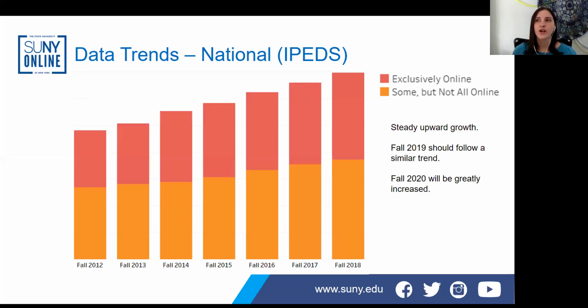So one of the questions that I had in mind when I was putting together this presentation was trying to understand, where do we go from here, right? So we'll see this big jump in fall 2020, and for the academic year. And then what do we expect after that?